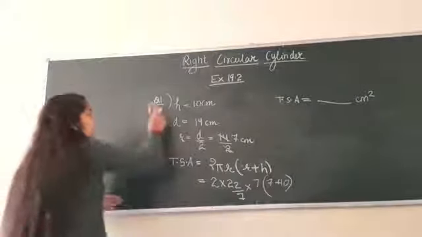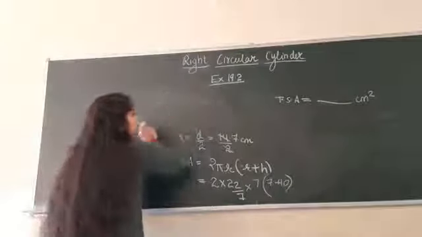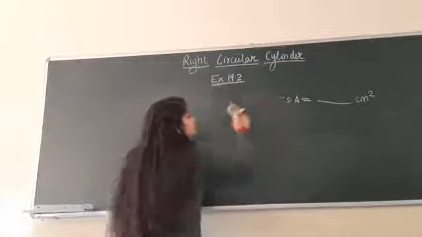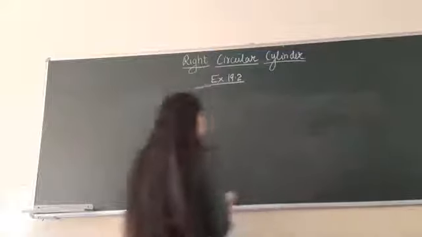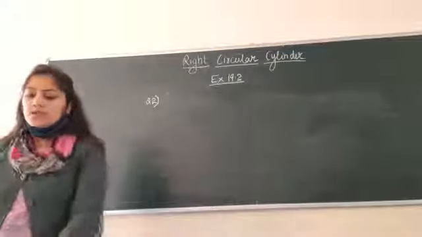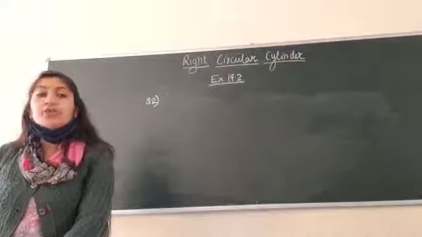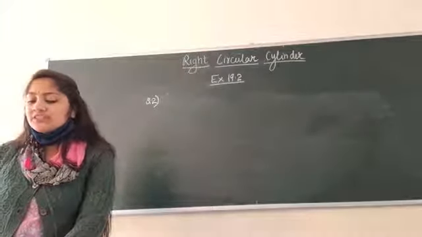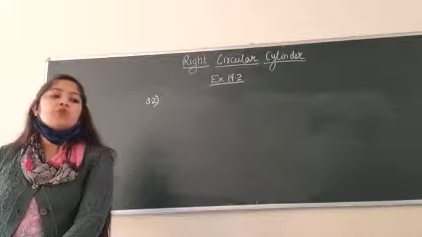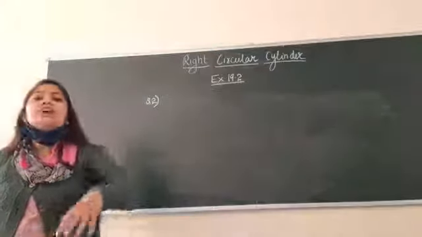Okay. May I rub? Yes, please. Now question number 2. Question number 2 is, find the height of a solid right circular cylinder whose total surface area is equal to 314 centimeters. Don't start solving question number 1 now. You can solve it later. Right now, try to understand what I'm explaining.